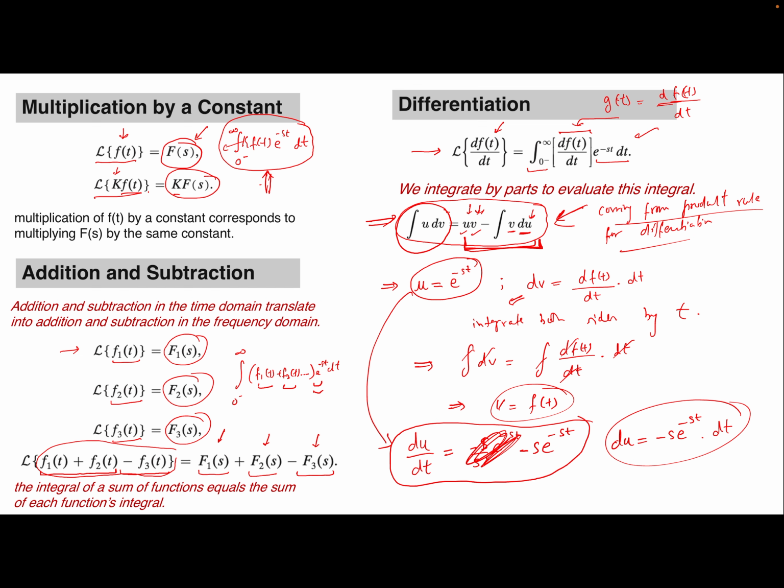So I got all three things: I got the u, I got the v, and I got the du. I am going to replace all of them back into this big equation. Let me write this equation again: the integral of u dv equals uv minus the integral of v times du.